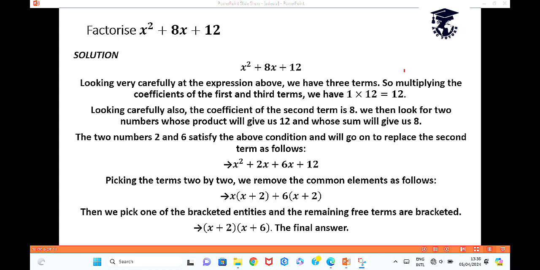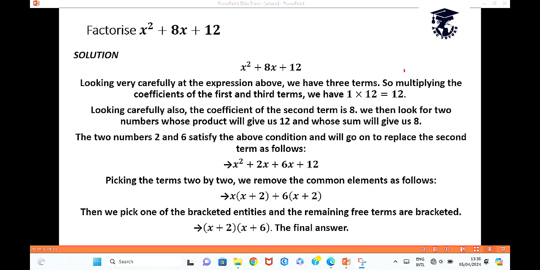Then the remaining terms that are outside the bracket, we also give them a bracket. What are the terms outside the bracket? We have x and plus 6. So we'll pick these two and combine them into a bracket. That will give us open bracket x plus 2 close bracket, open bracket x plus 6 close bracket, which is our final answer. Alright, so if you follow these steps very carefully, you'll be able to factorize any quadratic expression that might be given to you.